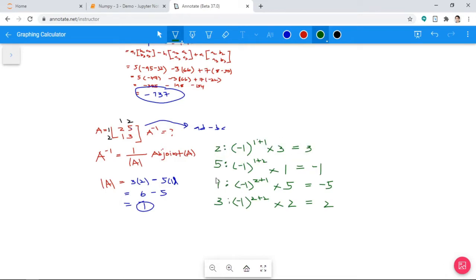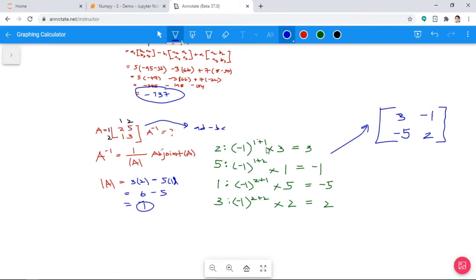So again, we're deriving here the inverse of a matrix. So what will be the result? The 3 is for the 2. So this one is 3. Okay, the next one is for the 5. So this one is negative 1. Then this one is for the 1, so the result is negative 5. Then lastly, we have 2. Okay, so are we finished now?